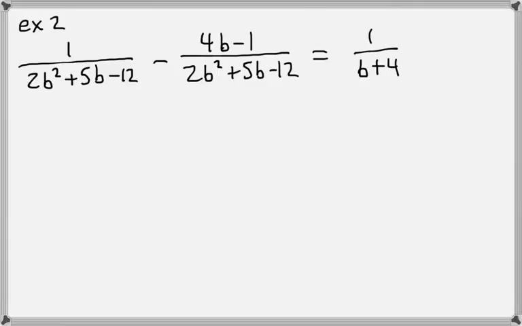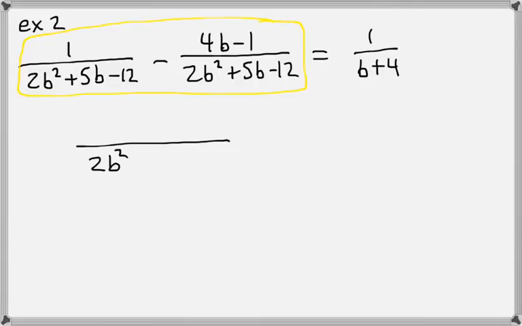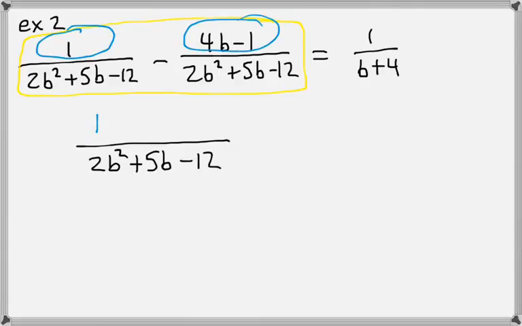So in our first option, we combined our two fractions on one side into one. So we want to combine these into one fraction. In order to combine fractions with subtraction, we need a common denominator. Well, in our case, we already have a common denominator, and that happens to be 2b squared plus 5b minus 12. So in order to combine two fractions that have a common denominator with subtraction, we're going to take this numerator and subtract all of that numerator. So we have 1 minus (4b minus 1). And those parentheses are important because you will have to distribute that negative to both pieces.